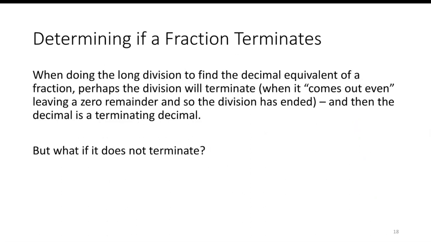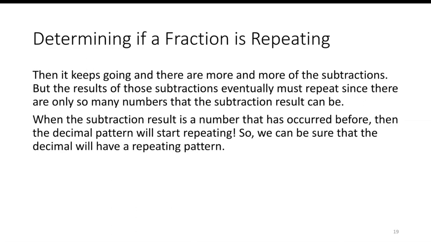When doing the long division to find a decimal equivalent of a fraction, perhaps the division will terminate, when it comes out even, leaving a 0 remainder, and so the division has ended. And then the decimal is a terminating decimal. But what if it does not terminate? Then it keeps on going, and there are more and more subtractions, but the results of those subtractions eventually must repeat since there are only so many numbers that the subtraction result can be. When a subtraction results in a number that has occurred before, then the decimal pattern will start repeating, so we can be sure that the decimal will have a repeating pattern.